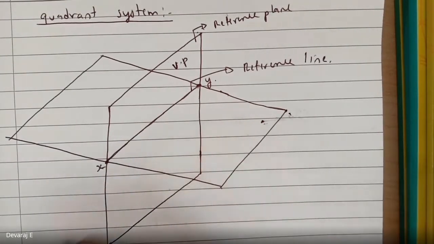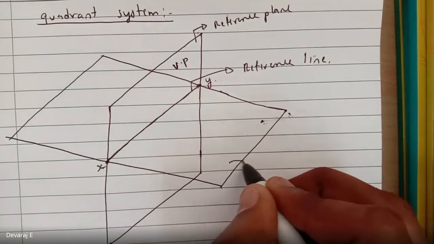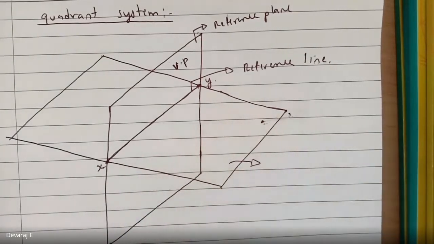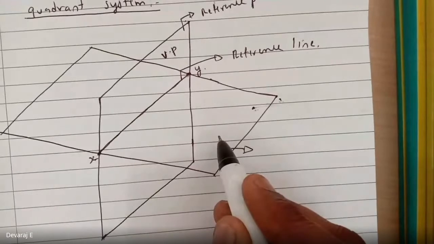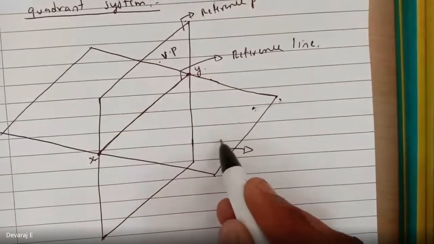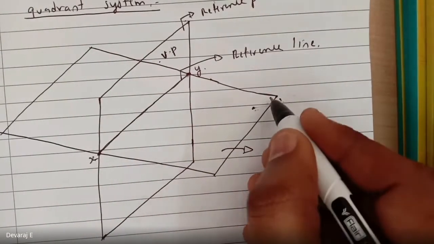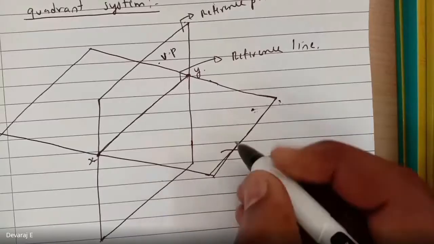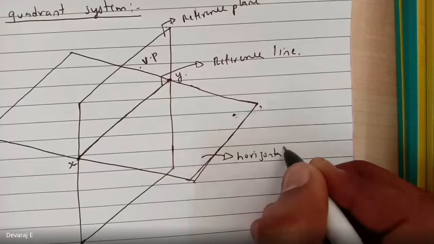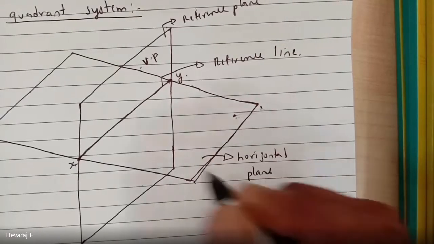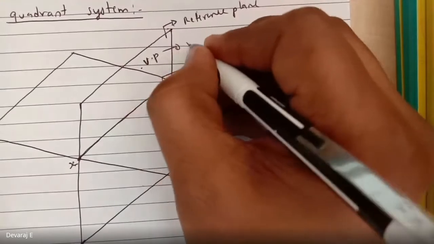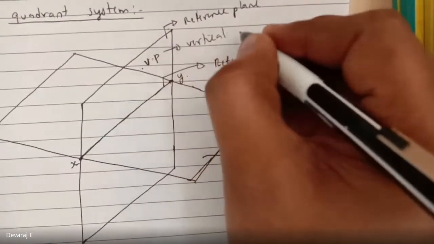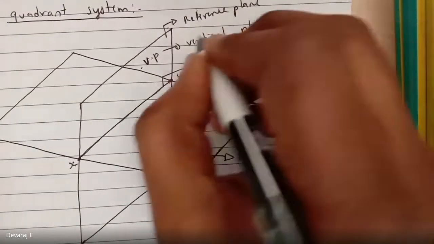Next here, so this is called as what? Anyone? So this is vertical plane. So what is this? I told you in class, right? Horizontal. Yes, this is called as horizontal plane. Horizontal plane. So this is called as vertical plane.